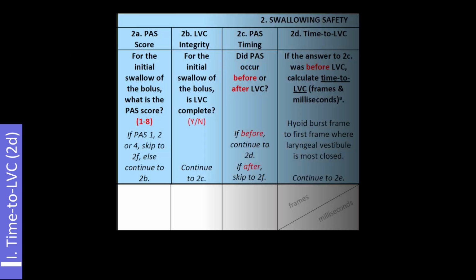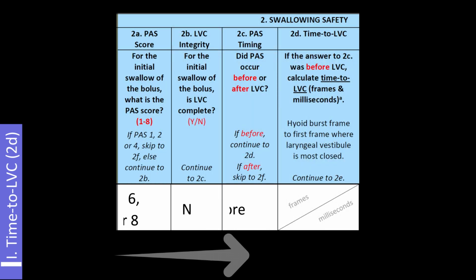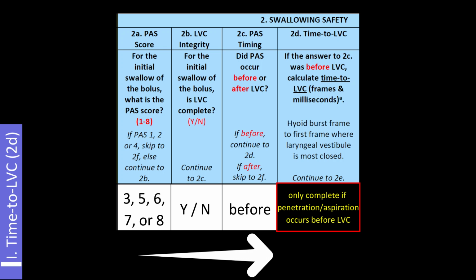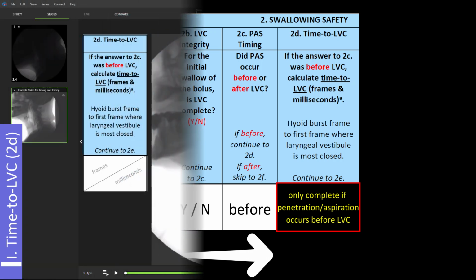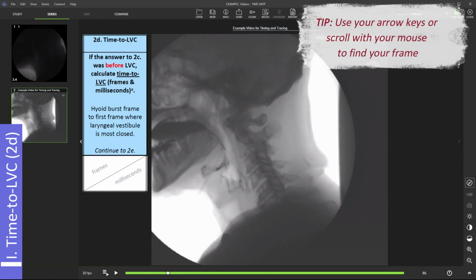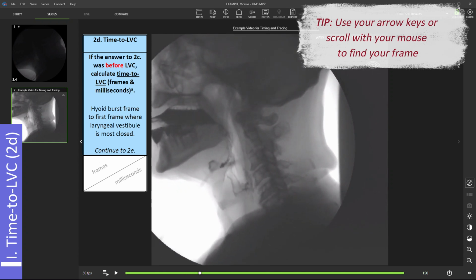on our website. Of note, based on the flow of the ASPEKT-C worksheet, time to LVC will only be completed if there was a penetration aspiration event before laryngeal vestibule closure for that bolus trial. So, in TIMS MVP, use the arrow keys on your keyboard or scroll with your mouse to move frame by frame through the video until you reach the hyoid burst frame for the initial bolus swallow.